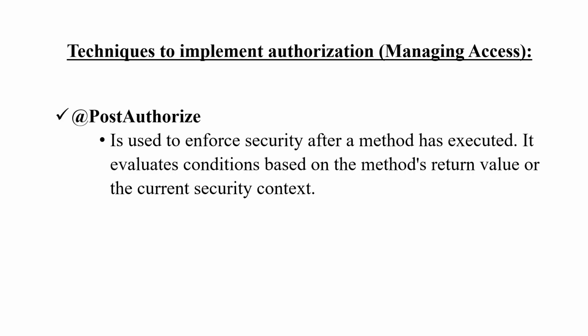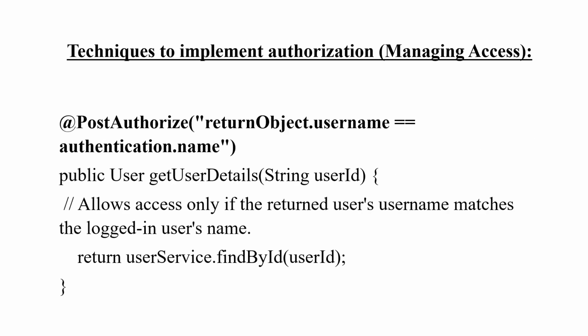Okay. Then we have @PostAuthorize. @PostAuthorize is used to enforce security after a method has executed. It evaluates conditions based on the method's returned value or the current security context. So @PostAuthorize("returnObject.username == authentication.name"). Basically, this one allows access only if the returned user's username matches the logged in username. So you are checking whether the returned username matches the logged in username.